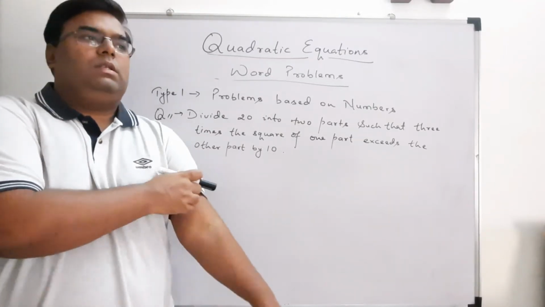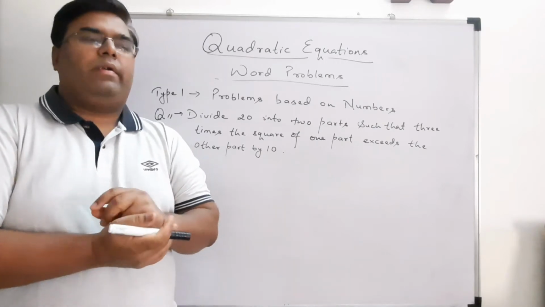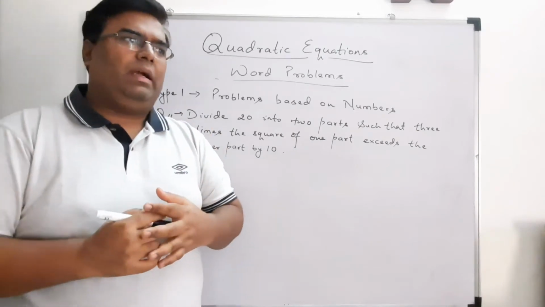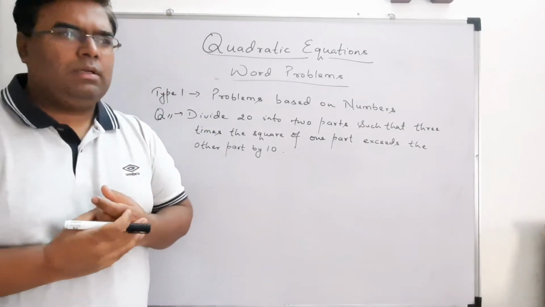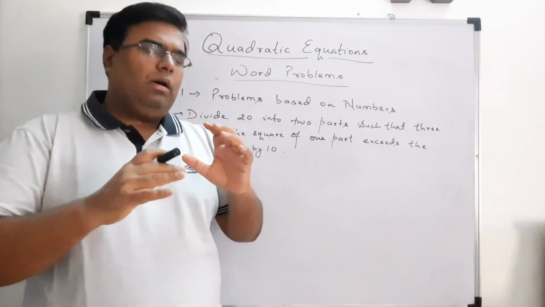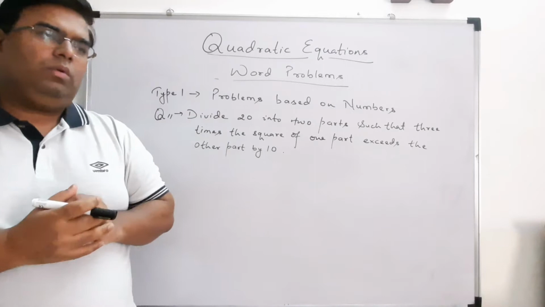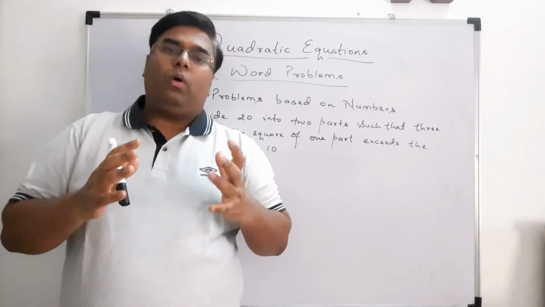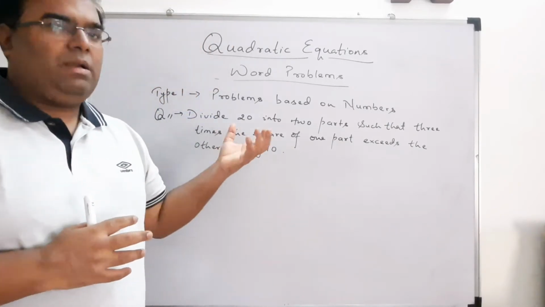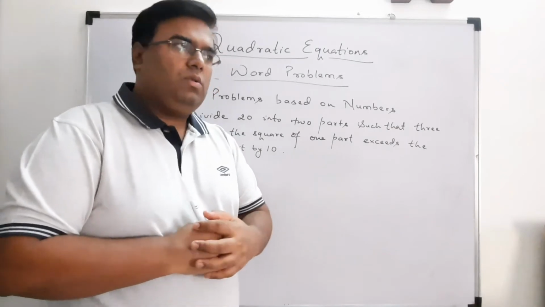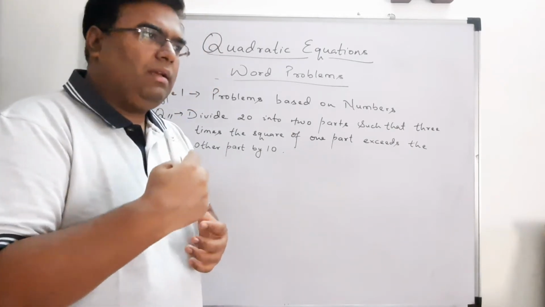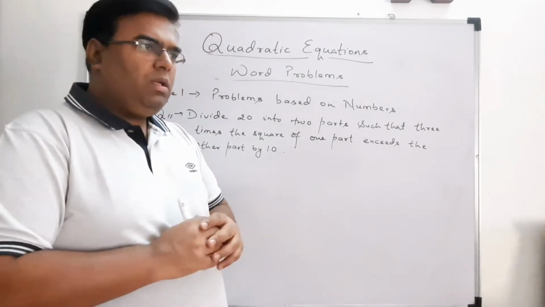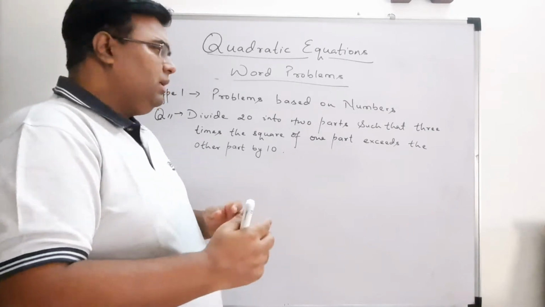Now we will solve some word problems based on quadratic equations. Basically these word problems are categorized into different types, and I will try to cover all the types, but you still need to understand the method behind it. The basic process is to formulate a quadratic equation based on the statements or the questions. If you understand that process, you can solve any kind of quadratic equation problem.